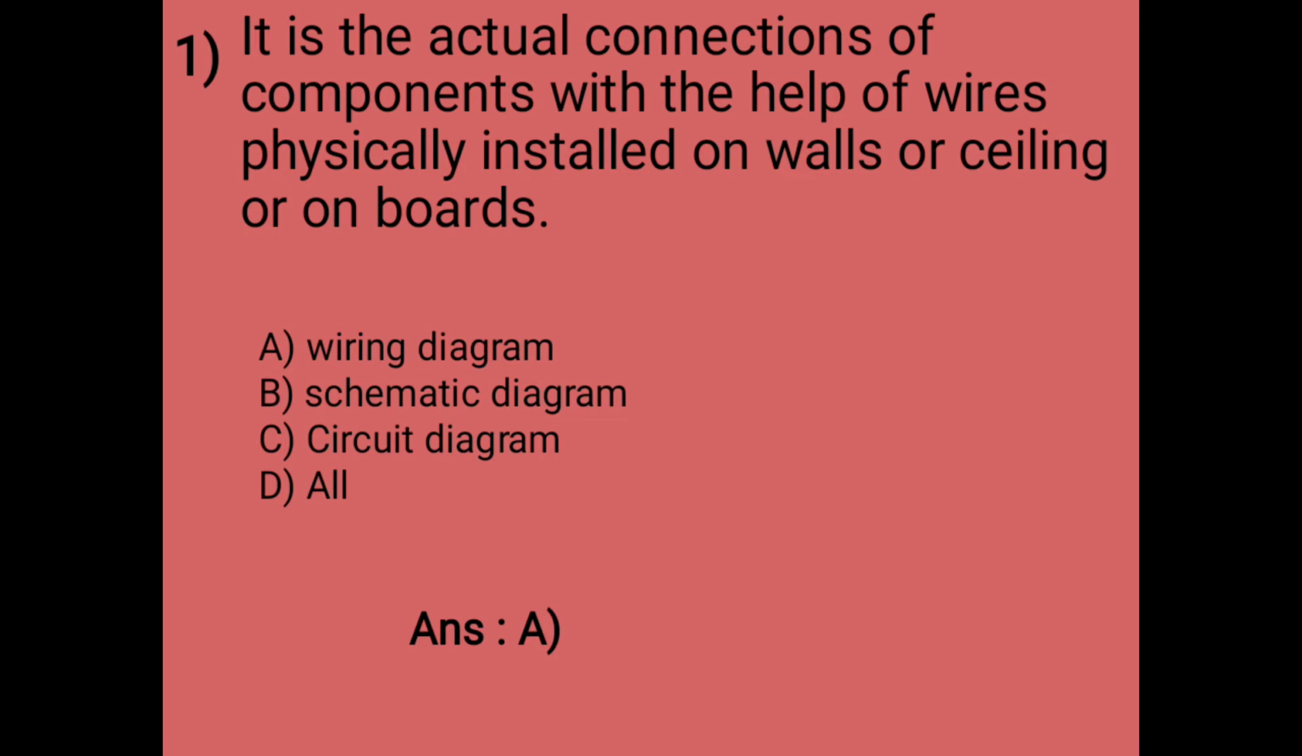First is, it is the actual connections of components with the help of wires physically installed on walls or ceiling or on boards. So the options are: A is wiring diagram, B is schematic diagram, C is circuit diagram, and D is all of above. So the correct answer is option A, that is the wiring diagram. Means it is actual connections of component with the help of wires physically installed on walls or ceiling or on board. It is called a wiring diagram. Means option A is correct.